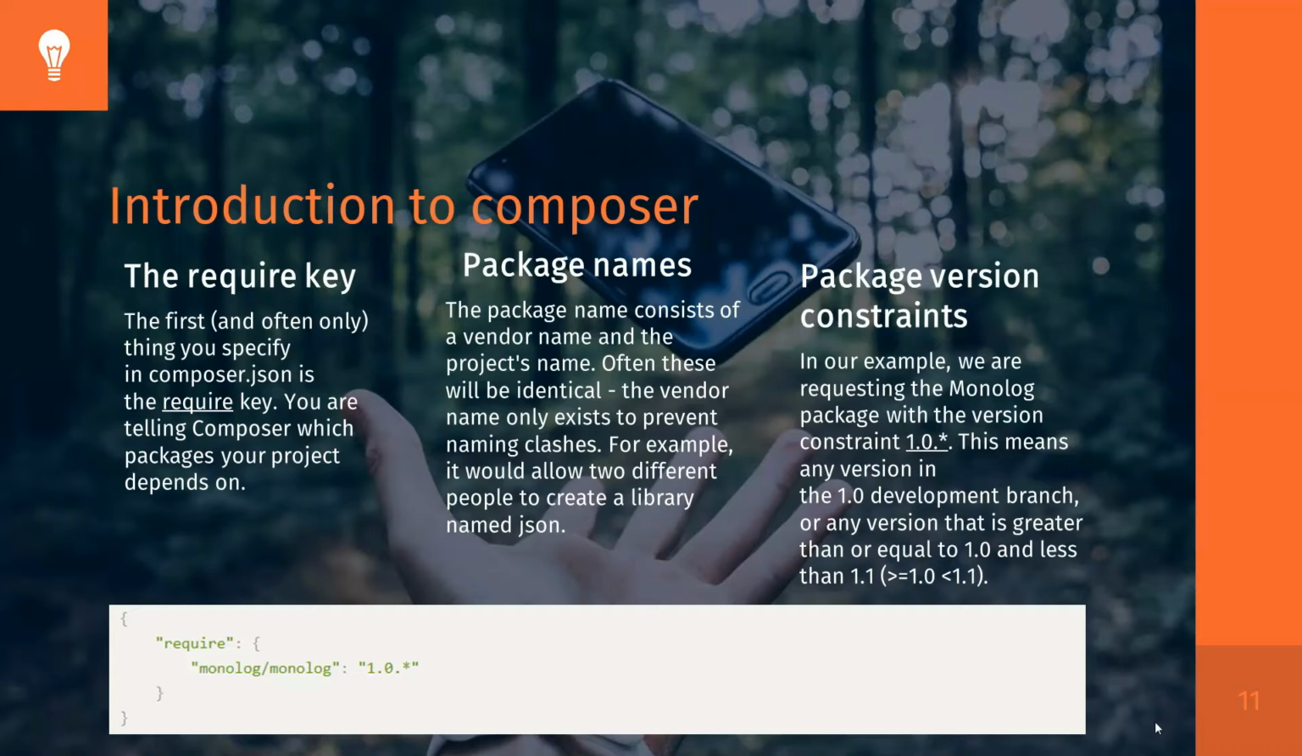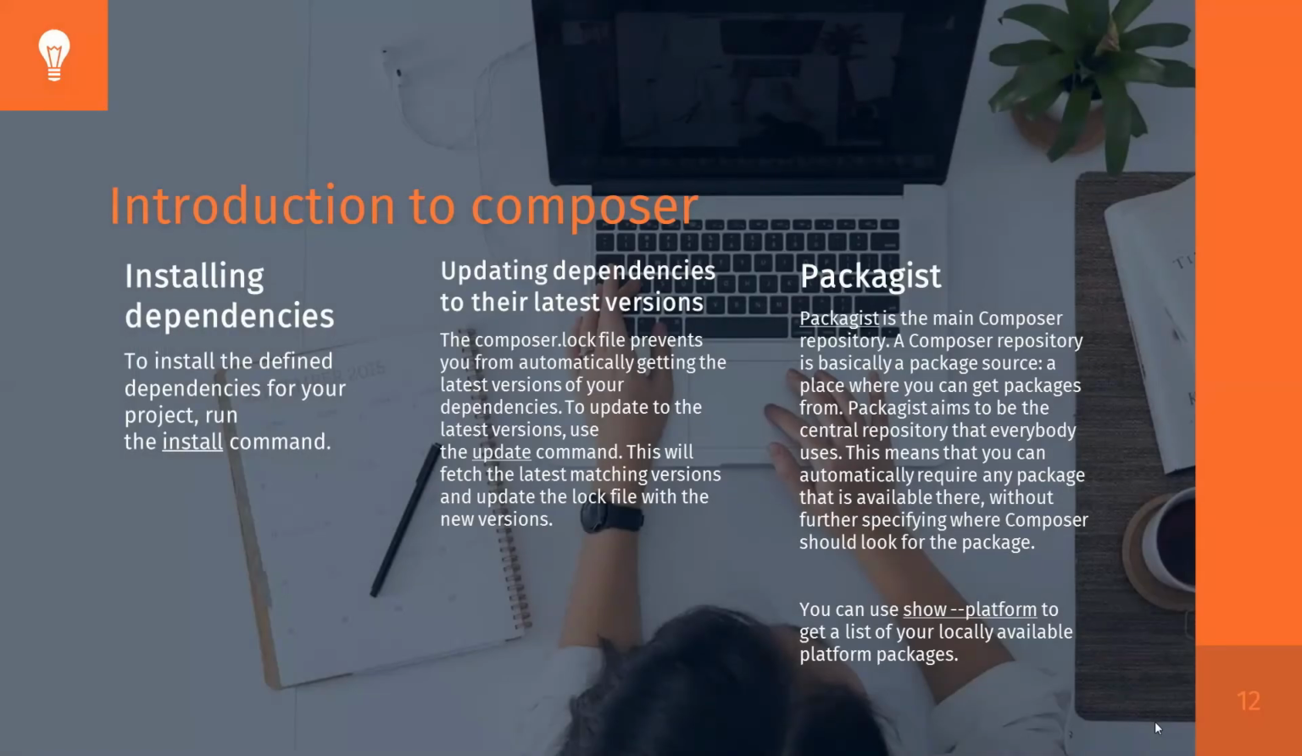So package names. The package name consists of a vendor name and the project's name. Often this will be identical. The vendor name only exists to prevent naming clashes. For example, it would allow two different people to create a library named JSON. Package version constraints. In our example, we are requesting the package with the version constraint 1.0. This means any version in the 1.0 development branch, or any version that is greater than or equal to 1.0 and less than 1.1.